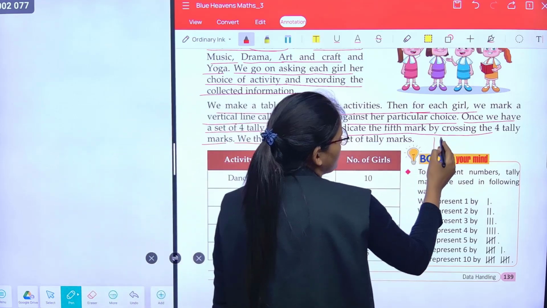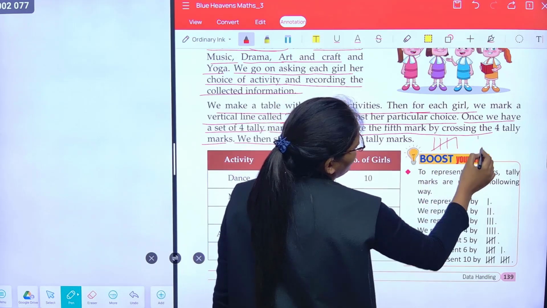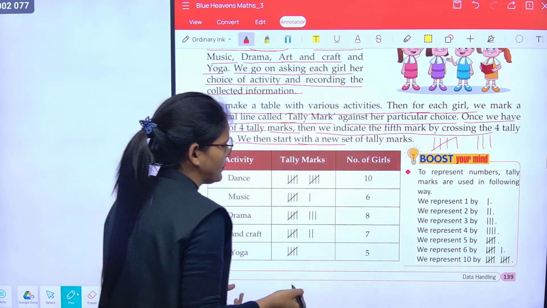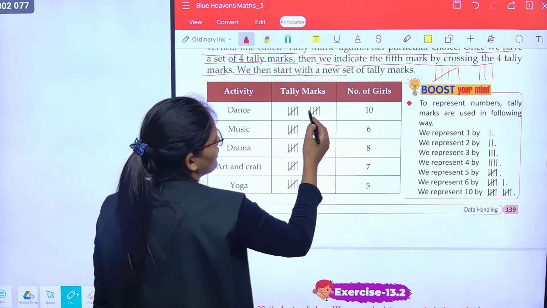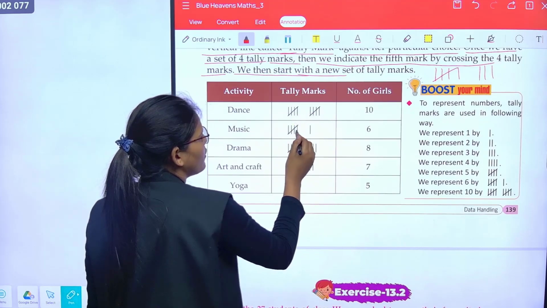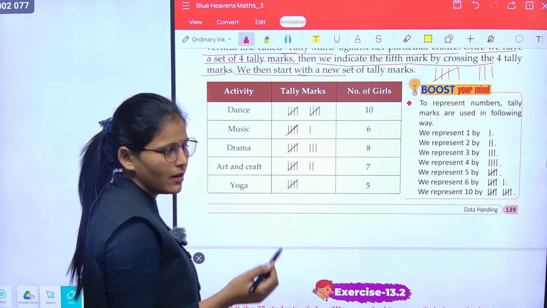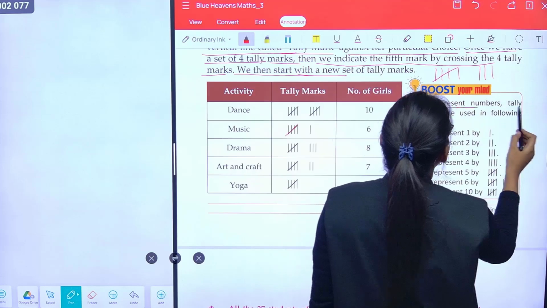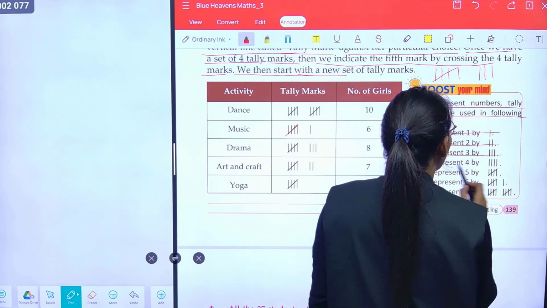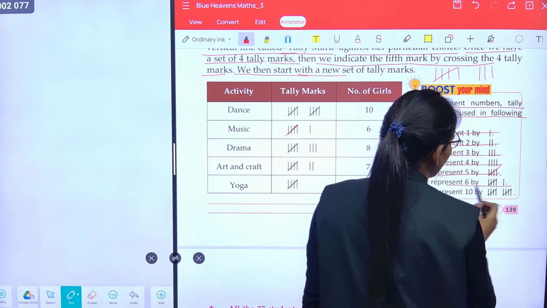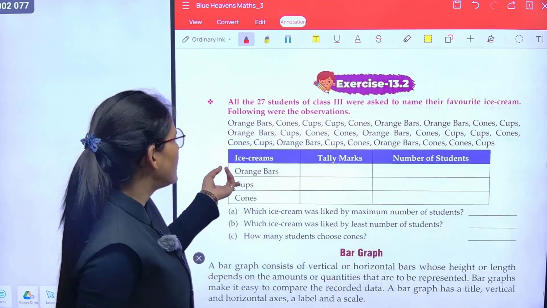We then start with a new set of tally marks. Now, when we have 4 tally marks, we cut them like this, and then we start a new tally mark. Now dance: tally marks 10. Music: 1 2 3 4 5 and 6. Drama, art and craft, and yoga. Similarly, to represent numbers, tally marks are used in the following way. 1 2 3 4 5, then we cut. Now 6 and 10. Understand? Now 13.